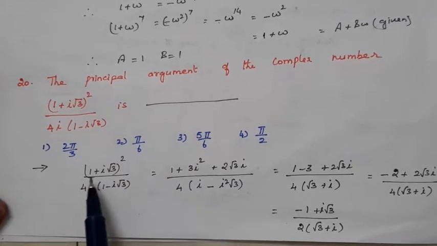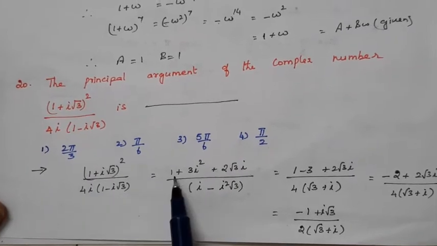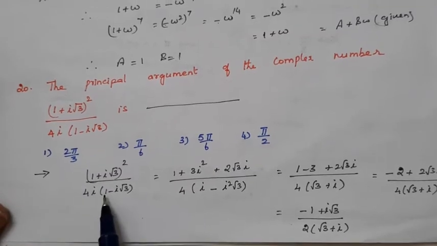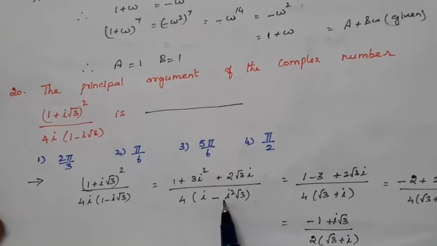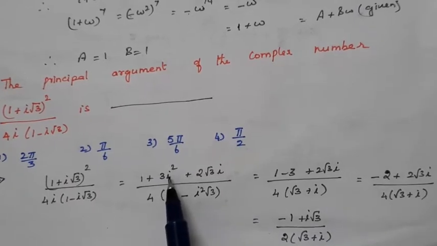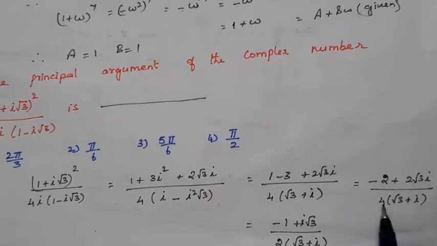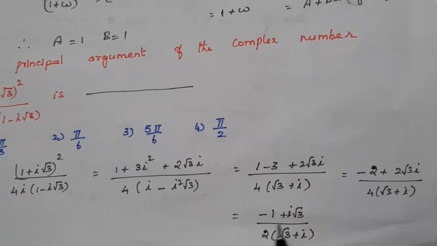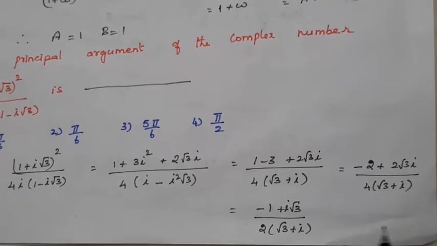Okay. So the numerator, expanding it using the identity a plus b the whole square, will be 1 plus 3i squared plus 2 root 3i. And the denominator, let us multiply i inside. So 4 into i minus i squared into root 3. Now i squared being minus 1, it will become i plus root 3. So root 3 plus i. And again here i squared is minus 1. So 1 minus 3 plus 2 root 3i. That is nothing but minus 2 plus 2 root 3i divided by 4 into root 3 plus i. Again taking 2 common outside and cancelling it with 4, we have the numerator as minus 1 plus i root 3 divided by 2 into root 3 plus i.